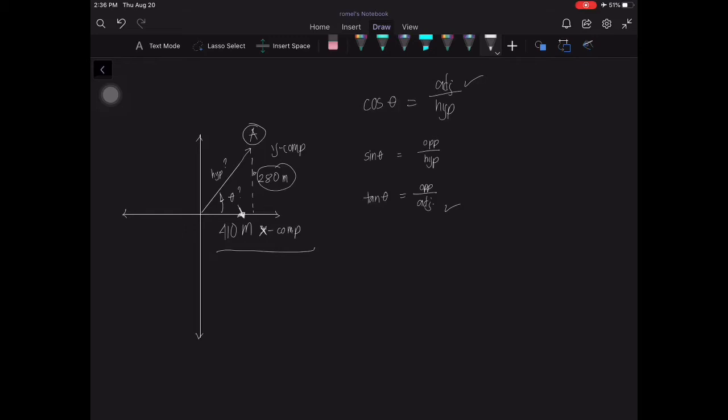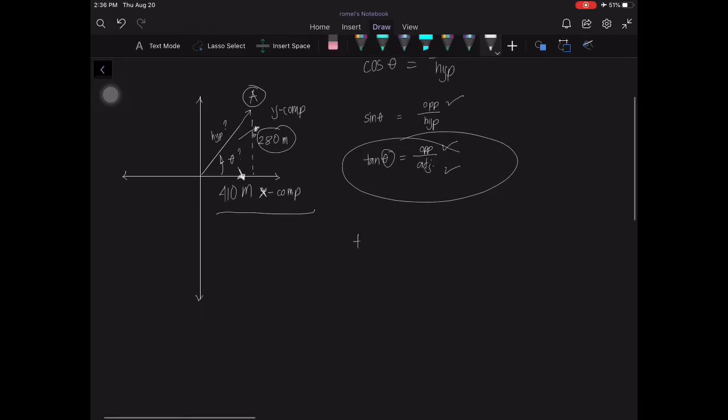The next one is the 280 meters, which is actually the y component. The 280 meters is the opposite of your angle. So let's check which ones have opposite. Sine has opposite, and tan also has opposite. So how are we going to determine which formula we should use? We have here tangent. Why? Because the opposite and the adjacent are given, and we're looking for the angle. So we will use tangent.